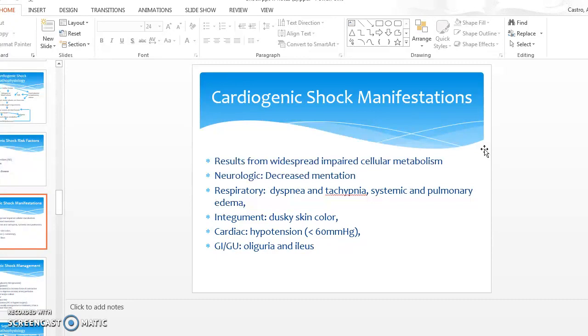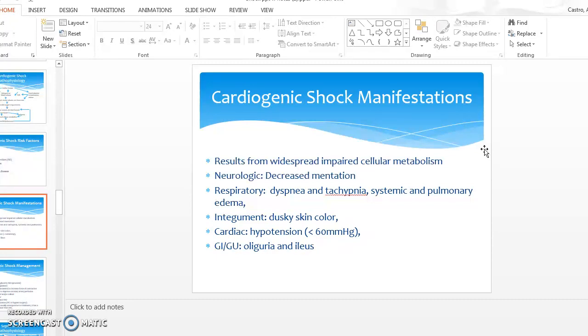I was going to say shunted to the major organs, but it's really not, because there's just no circulating blood volume because there's a problem with the pump. And then cardiac-wise, our blood pressure plummets because our heart is just not pumping. And then of course we'll see oliguria, which is no cardiac output.